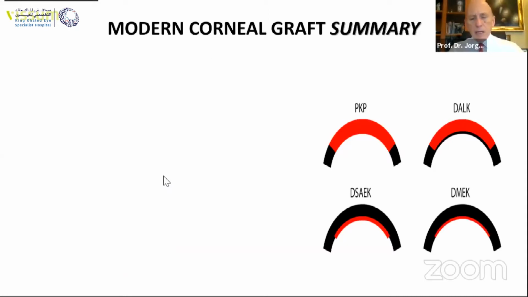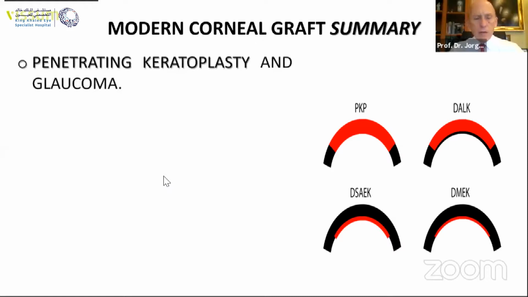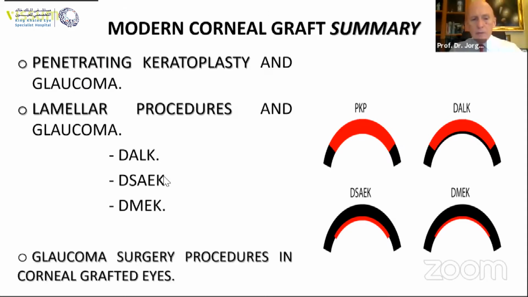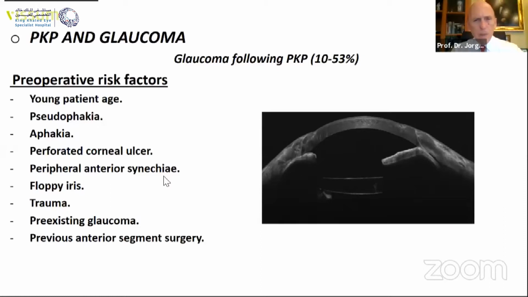Modern corneal graft has to be approached in a different way. We have penetrating keratoplasty and glaucoma. We shall make this approach immediately. Then we have laminar procedures and glaucoma, and they are different in anterior laminar graft than in posterior laminar graft, and in the MEC. And finally, we shall have at the end of this presentation glaucoma surgery procedures in corneal grafted eyes in order to orient your opinion and your selection for this procedure later on.